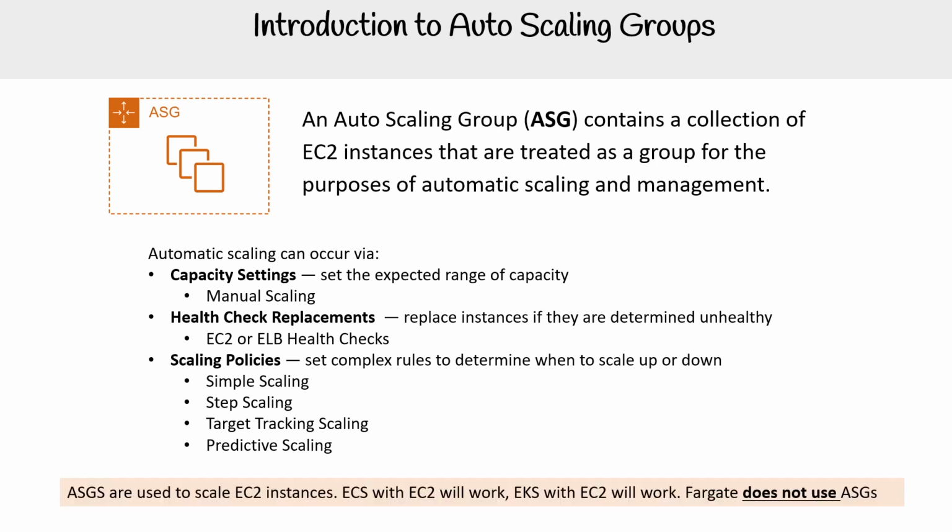I just want to point out that ASGs are used to scale EC2 instances. So if you're using ECS and the underlying compute is EC2, you can use ASGs. If you are utilizing EKS, which is Kubernetes, and it's utilizing EC2 instances underneath, those can utilize ASGs as well. Fargate does not utilize ASGs.